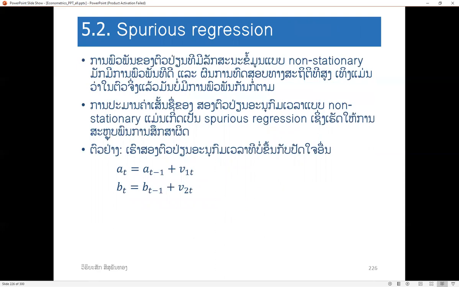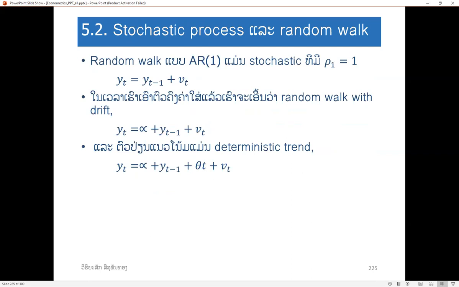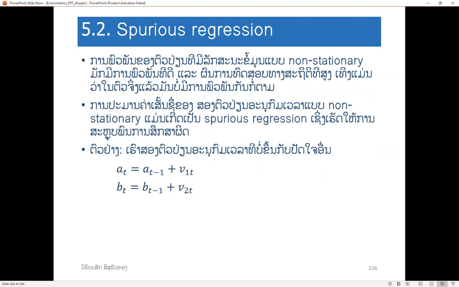So what's the problem? If we use variables which are non-stationary, in this case a random walk, and regress them on each other, for example variable A and variable B, the element of variable A is equal to itself last period plus some random error, in this case v1. And then we construct B in the same way. So you will see that A and B are not correlated because they have no element of each other.